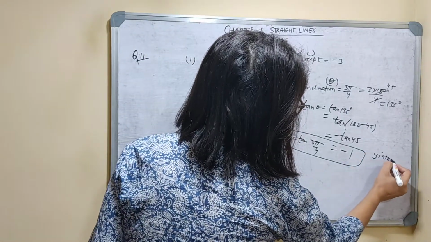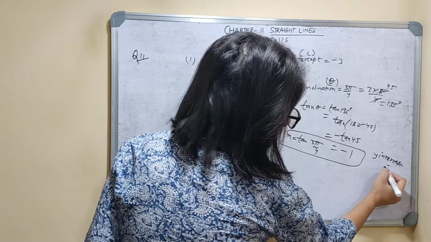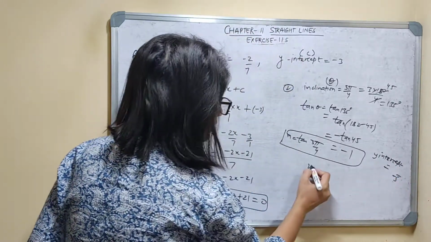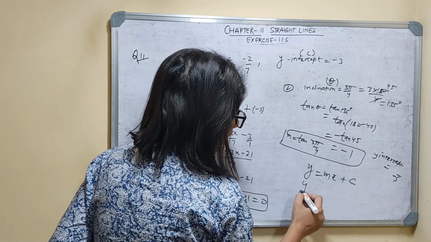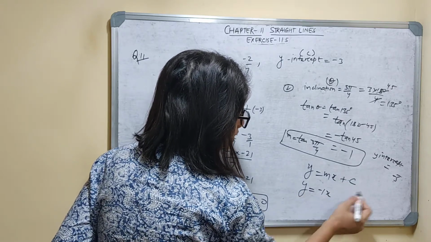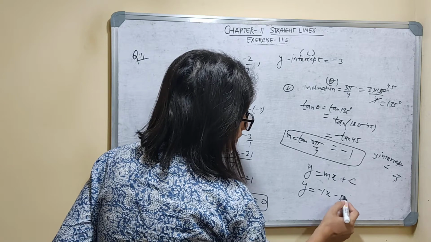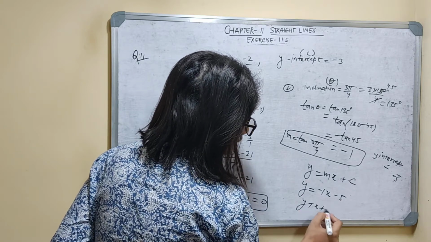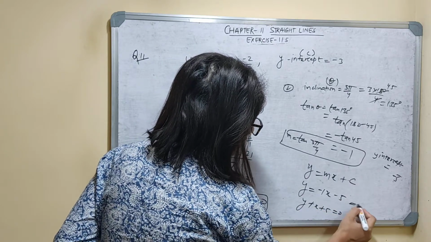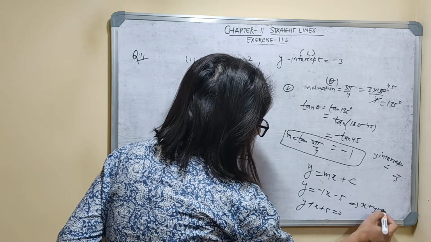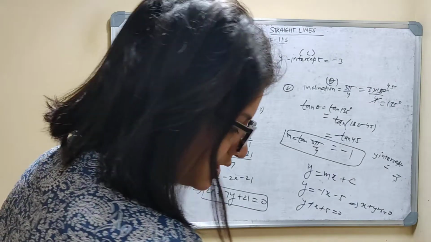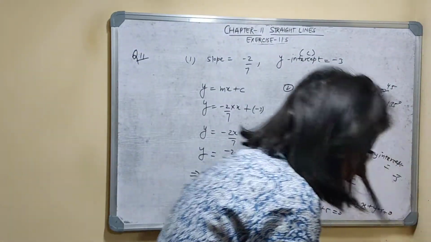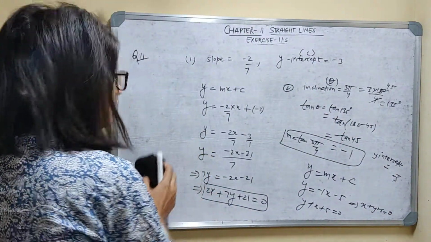Slope is minus 1, and y-intercept is given minus 5. So the equation will be y is equal to mx plus c. So y is equal to minus 1x plus c, so plus minus 5, so minus 5. So y plus x plus 5 is equal to 0. I can write x plus y plus 5 is equal to 0. This is the equation of a straight line with inclination 3 pi by 4 and y-intercept minus 5. Is it clear?